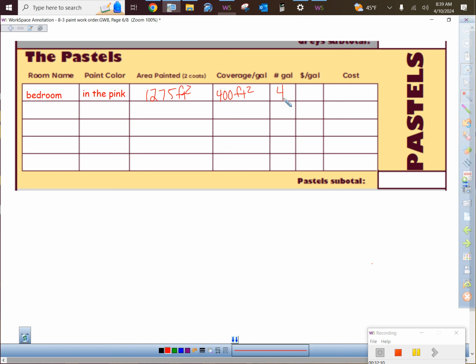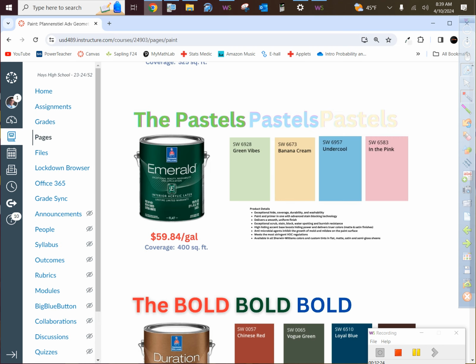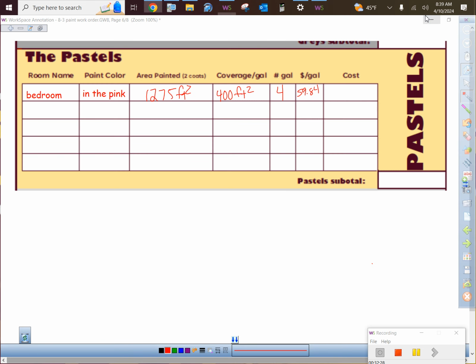Is it $59.84? Is that right? Did you see where that was located here? Right there, $59.84 per gallon. So sweet. So now do the math. 4 gallons times $59.84 per gallon. Big old fat cost of $239.36.